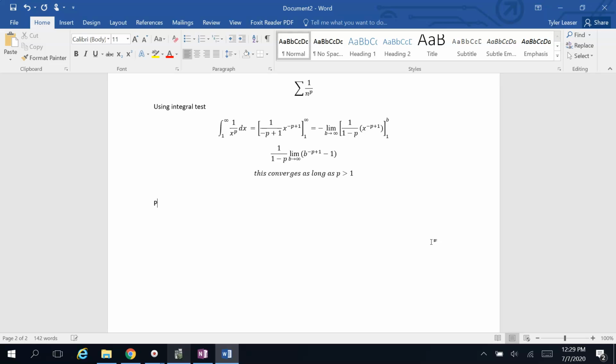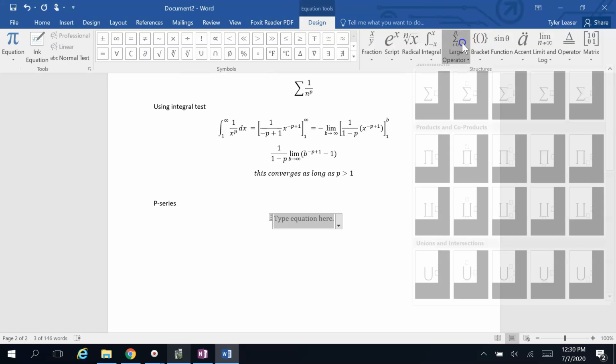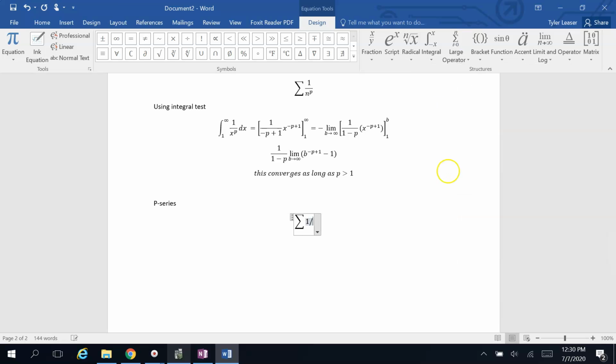Okay, so in the end here, the p-series, this series, 1 over n to the p, converges as long as p is greater than 1. So we already saw the harmonic series. The harmonic series was when p was equal to 1. That diverged. But as long as p is just barely bigger than 1, or I guess anything bigger than 1, then this is going to converge.